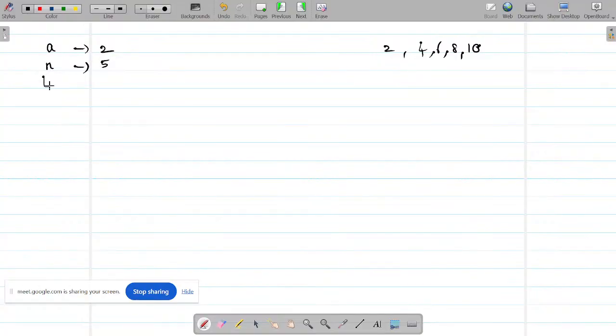What is T3? T3 is the third term. Okay. So what's the third term here? 6. Okay. What else do we have to note here? D. What is D? Common difference, which in this case is 2. Okay. So no doubt here so far.